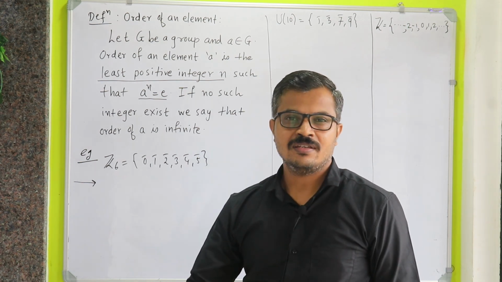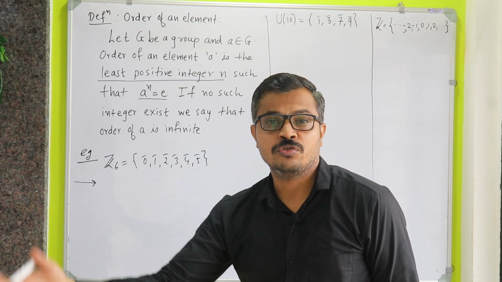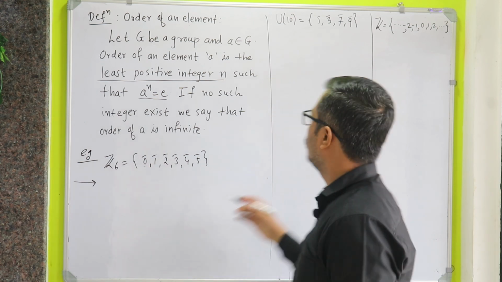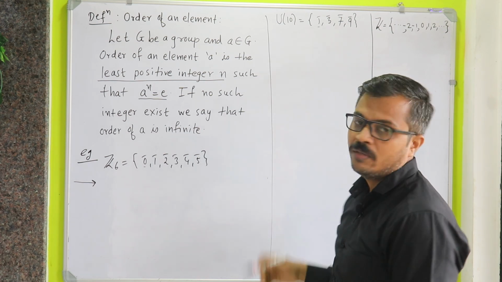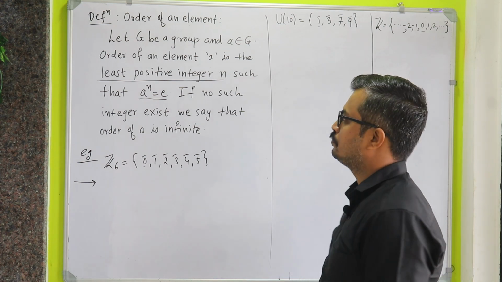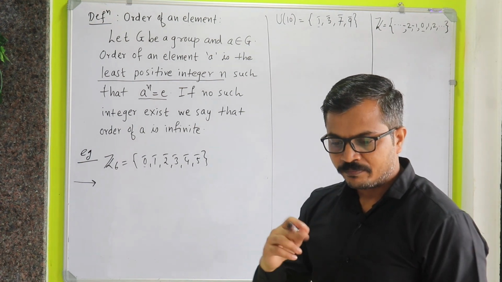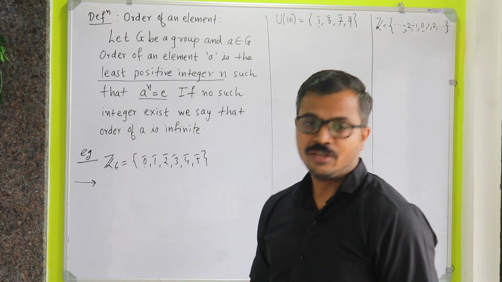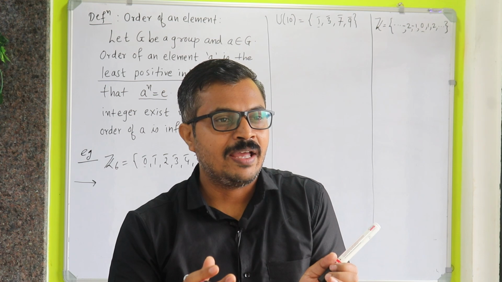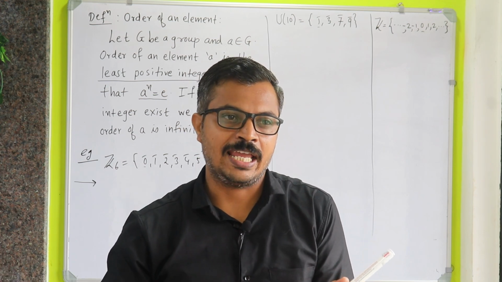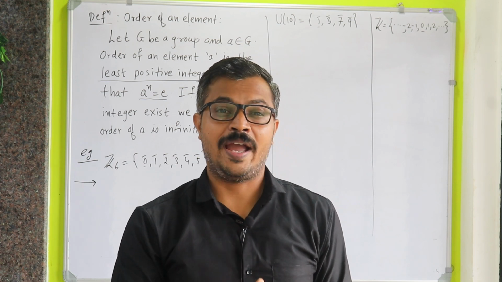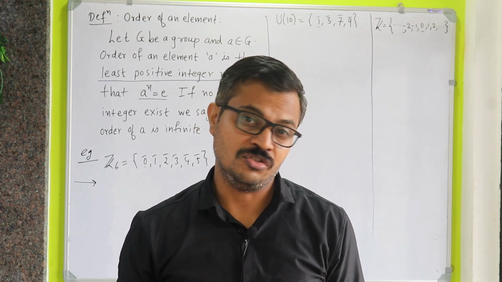So as the group changes, that identity element will also change. For example, in Z6, it will be 0 bar. In U10, it will be 1 bar. And in Z, it will be 0. And also note that A raised to n is actually nothing but A multiplied by A multiplied by A, so on n times. And when I say multiplication, it is actually the binary operation in group G.